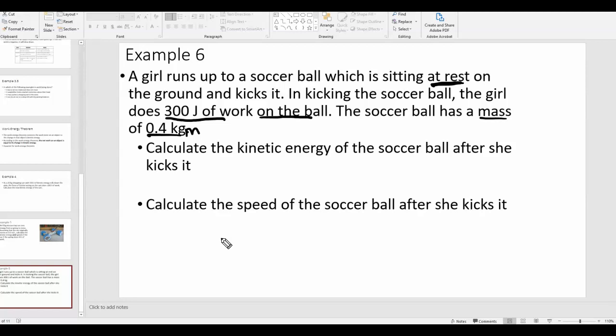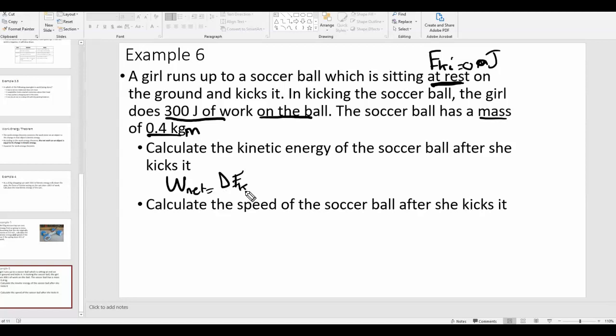Okay, so I want you to try to answer the first part of example 6 on your own. Calculate the kinetic energy of the soccer ball after she kicks it. Okay, so because the soccer ball was initially sitting at rest, if it's not moving, it doesn't have kinetic energy, right? Because kinetic energy is energy of motion. So the fact that it's sitting at rest at the beginning of the problem is a context clue telling us that EKI is 0 joules.